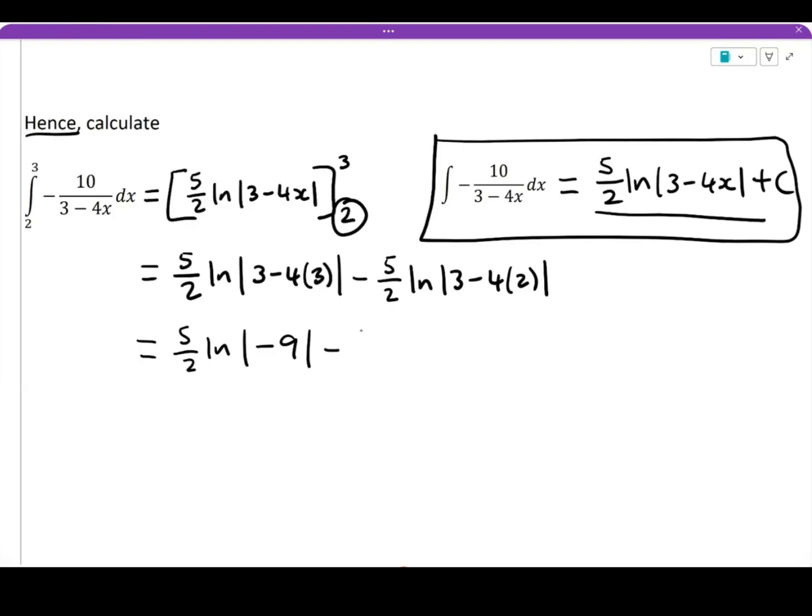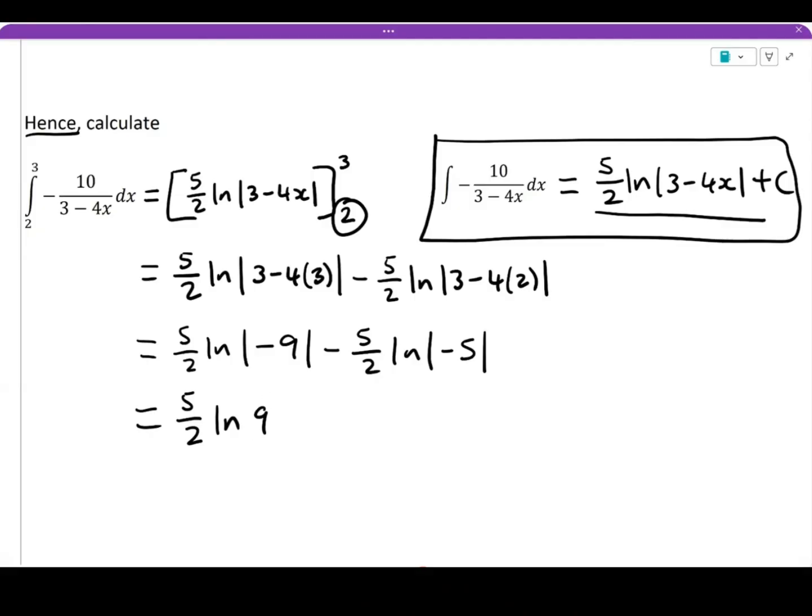Close my modulus symbols, and then subtract 5/2 ln, and then for this one, 3 subtract 8 would give me -5, like that. And of course, these negative numbers, if we didn't have our modulus symbols, it would be undefined because we can't substitute a negative number into the natural logarithm of x. Now let's simplify what's in my natural logarithm, because we'd have the 5/2, it'll be the natural logarithm, and the modulus of -9 is +9.